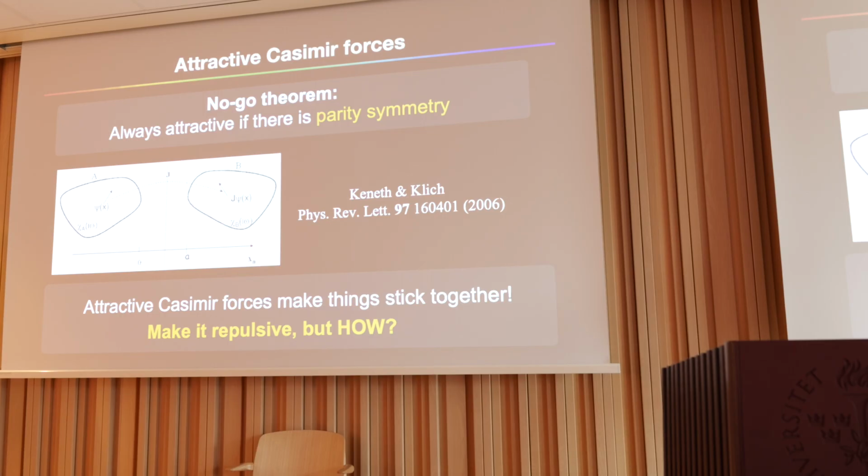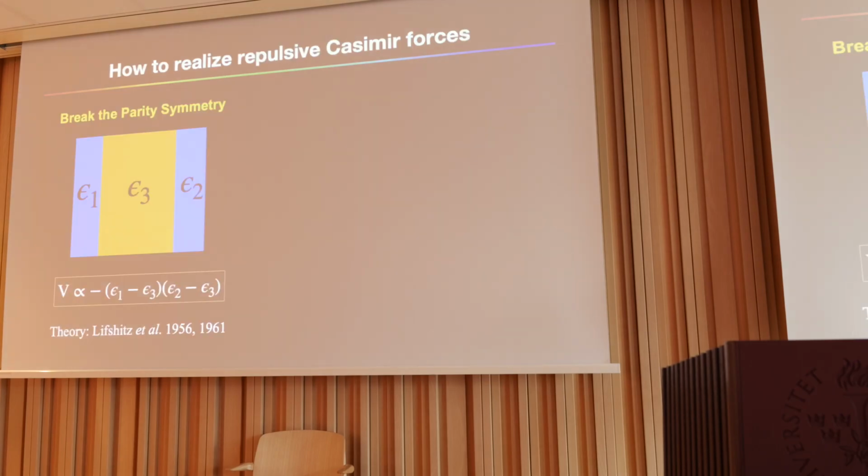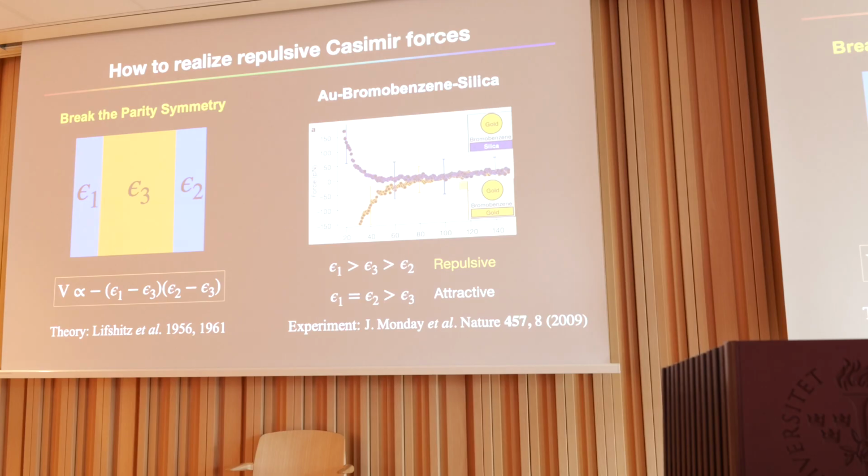However, an attractive Casimir force will make things stick together, so it's not good for nano devices. And people want to make it repulsive, but how? This is a very important problem. In early days, theory by Lifshitz already found that if you have three materials with three different dielectric constants, and these three dielectric constants increase one by one, then you have a repulsive Casimir force. This has already been verified in experiments.